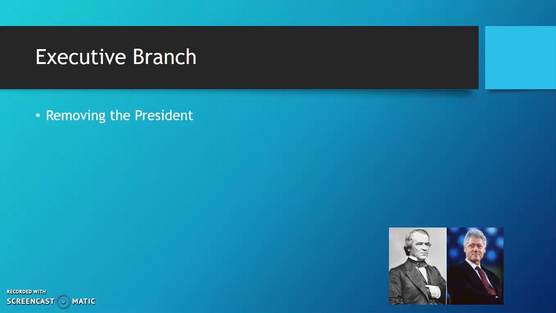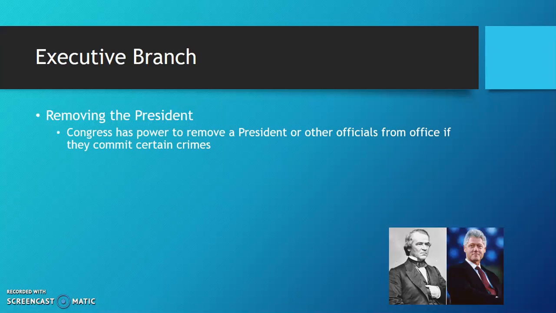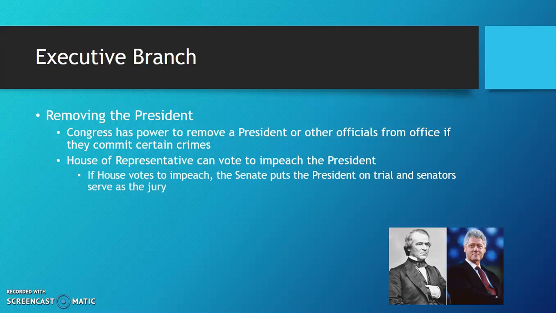A couple more things about the executive branch have to do with the powers to remove the president. Congress has the power to remove a president and other officials from office if they commit certain crimes. The House of Representatives can vote to actually impeach the president. If the House of Representatives votes yes to impeaching the president, the Senate then puts the president on trial, and the senators serve as the jury. So the House votes, and the Senate makes the final decision to see if the president has to be removed. If found guilty by the Senate, then the president is officially removed from office.